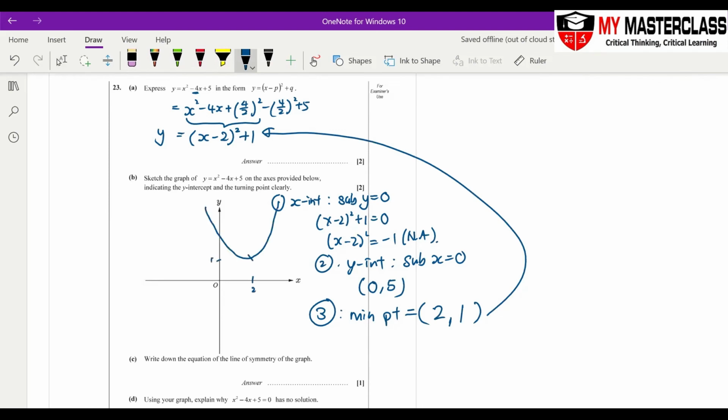So over here, this point, the minimum point (2, 1), you must label. And then over here, this is the y-intercept, which is 5, you must label. And then you must label the graph y equals x squared minus 4x plus 5.